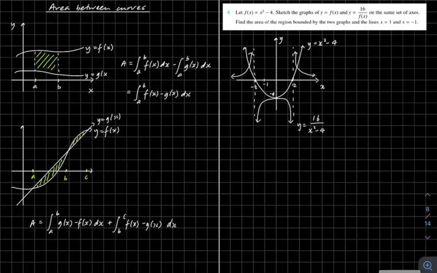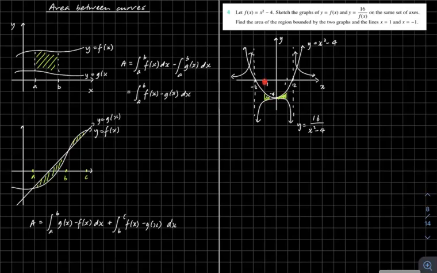So negative 1 and positive 1. Between those two values there, that's the area that we're trying to work out. Because these functions are both symmetrical, we could just work out from 0 to 1, one side of this, and then double it. So we could work out that and then double it to get both.